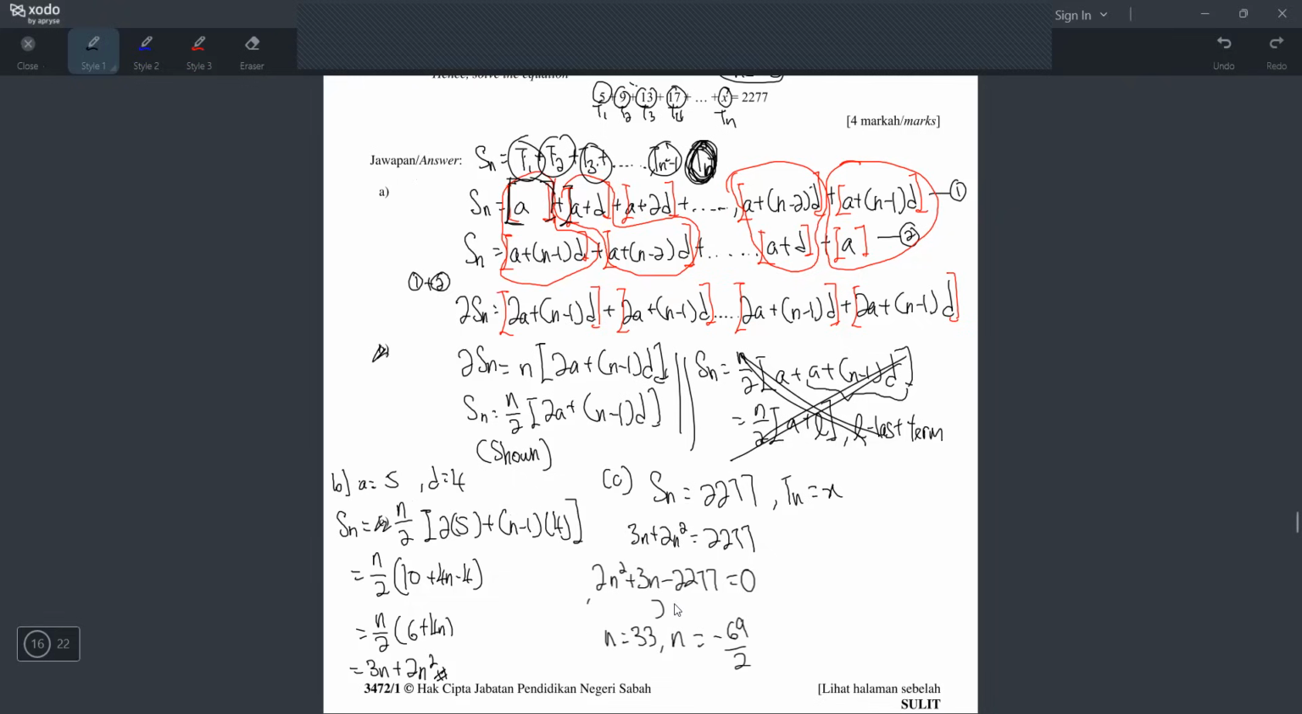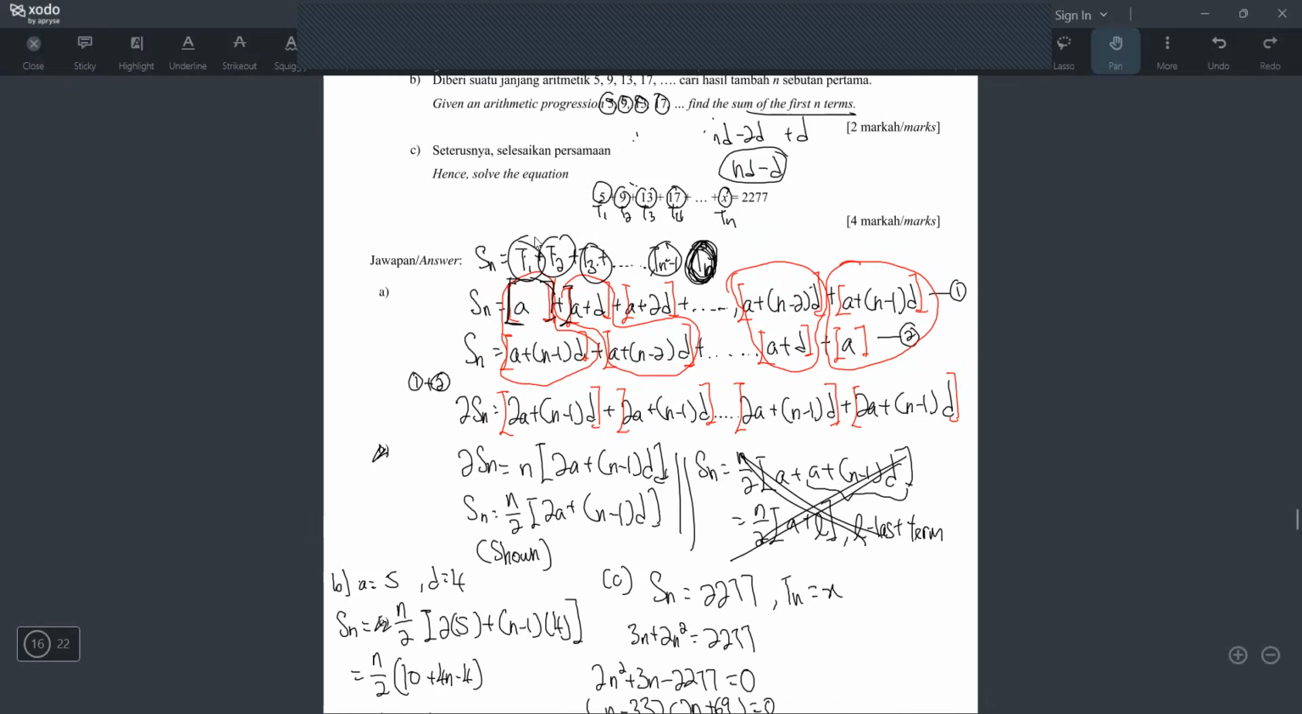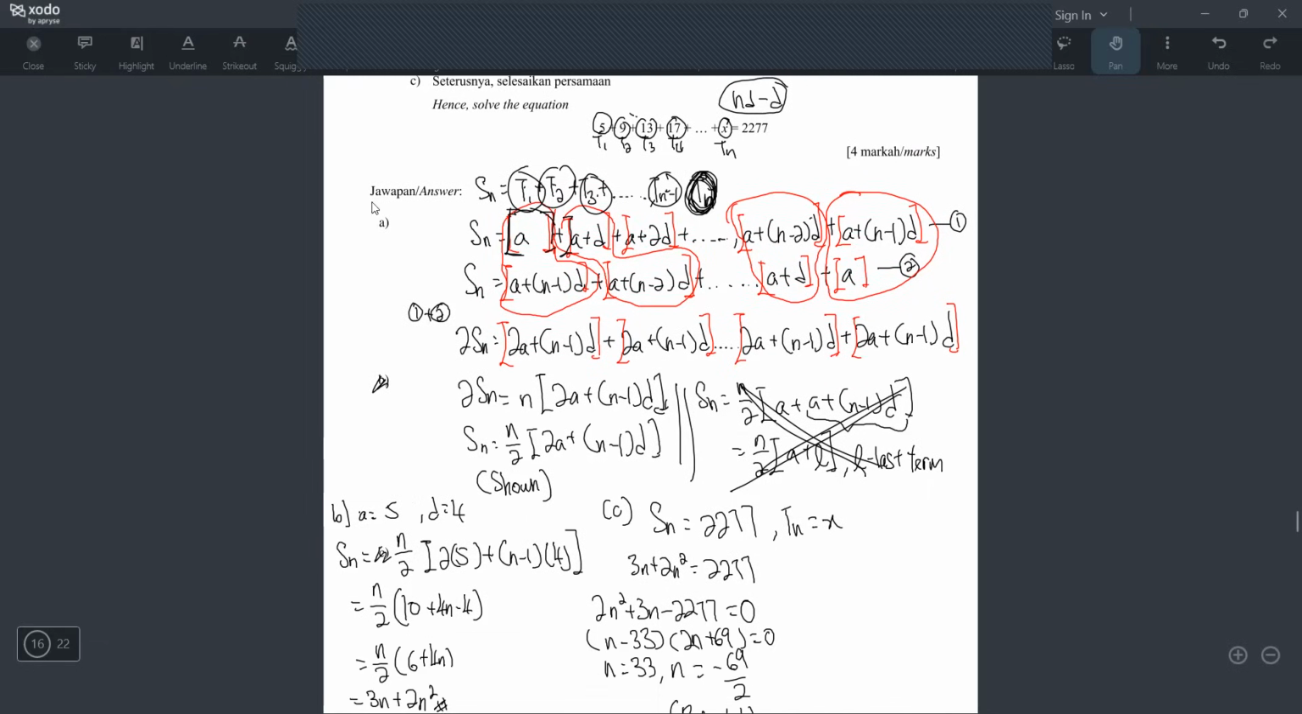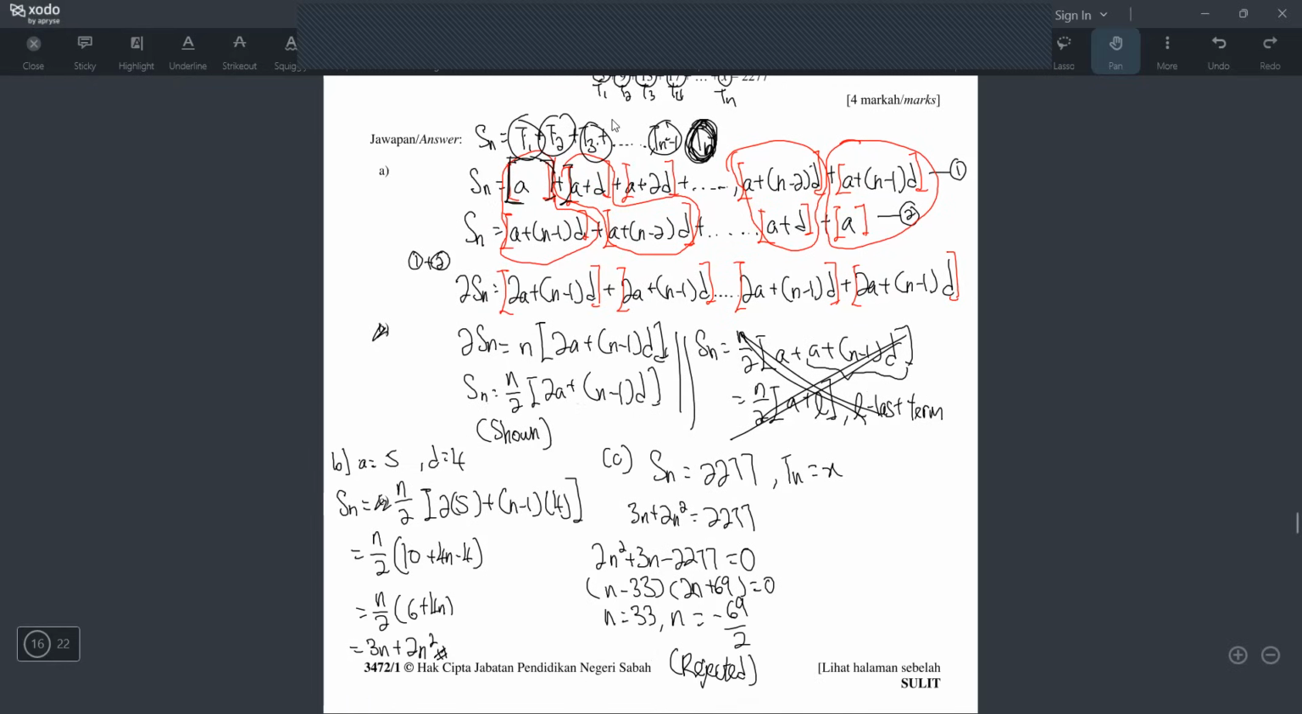So how to write above? Bracket, bracket equals 0. If n is 33, it means you have to write n minus 33. If n is negative 69 over 2, it means you have to write 2n plus 69, the 2 has to be written in front. But the n here, I will write rejected. Remember this, in progression, n cannot be a fraction or a decimal, because n is like the number, so it's either the first term, second term, third term. There's no negative term, no negative 3rd term, no such thing. And also the n cannot be a fraction or decimal.